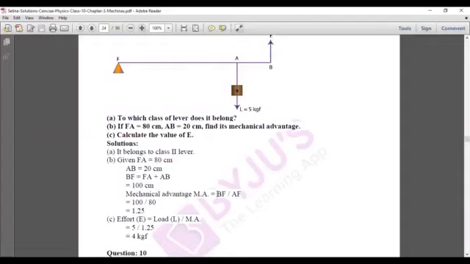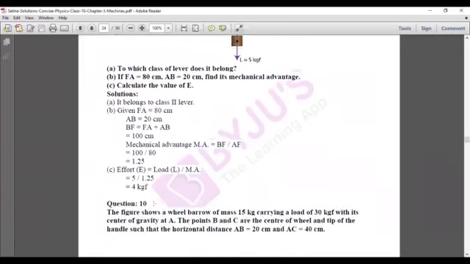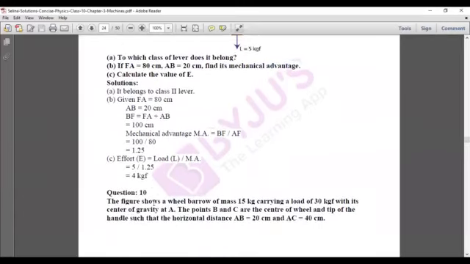Mechanical advantage is effort arm divided by load arm. Effort arm is how much? 100 centimeter, divided by load arm, which is 80 centimeter. Therefore, mechanical advantage is 1.25.